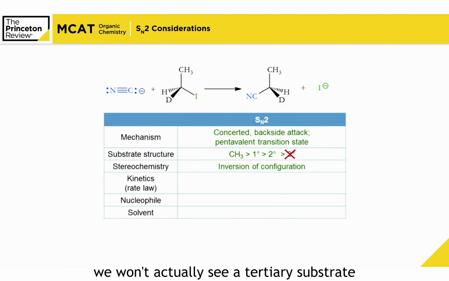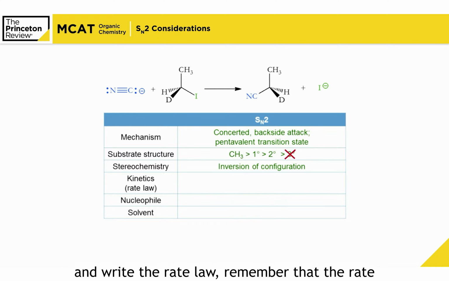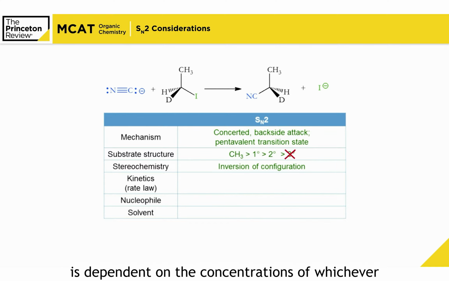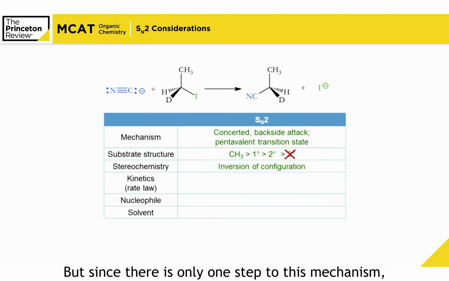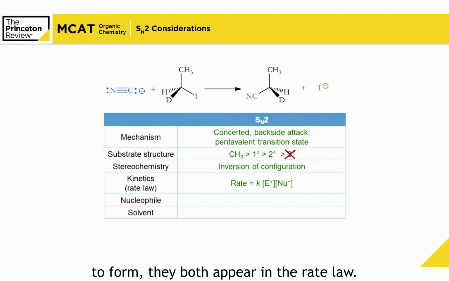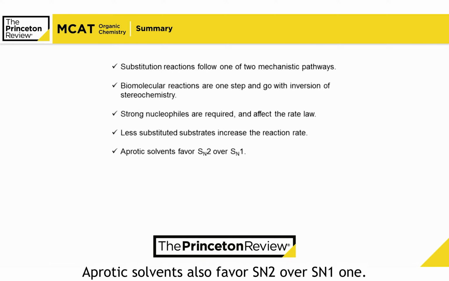we won't actually see a tertiary substrate go through an SN2 process. Now when we think about the kinetics of this reaction, and write the rate law, remember that the rate is dependent on the concentrations of whichever molecules bump into each other in the slowest step of the mechanism, or the rate determining step. But since there is only one step to this mechanism, and both the nucleophile and the electrophile have to bump into each other in order for this new bond to form, they both appear in the rate law, and that means that the type of nucleophile that I use has a big impact on the SN2 mechanism. Polar aprotic solvents also favor SN2 over SN1.